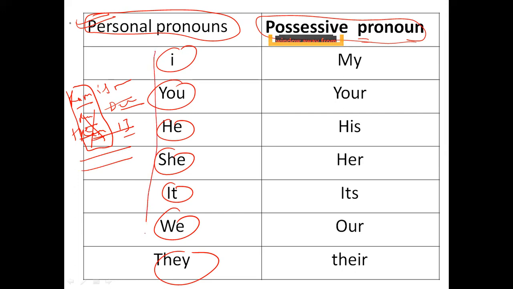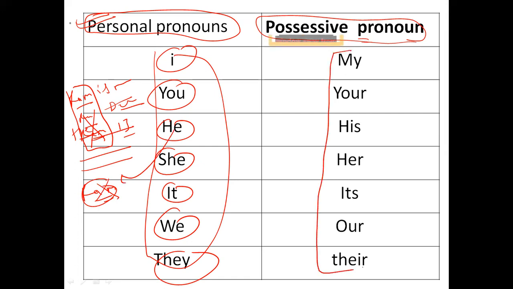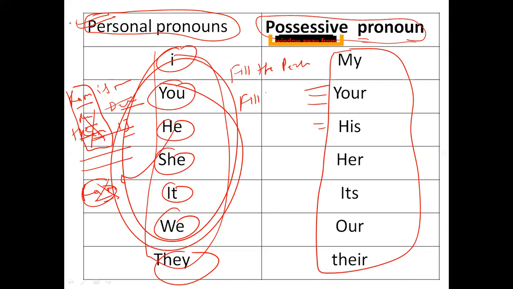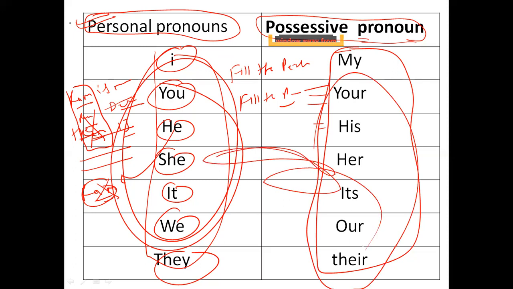So personal pronouns are the words which we use in place of a noun. The noun is Ram, I am replacing the noun and I am writing he. But possessive pronouns are the words which show possession, right? So in exam, whenever you get a question, fill the personal pronoun, you should use the left hand side table. But if you get a question like fill the possessive pronoun, you should use this table, right? You should not mix these two topics.